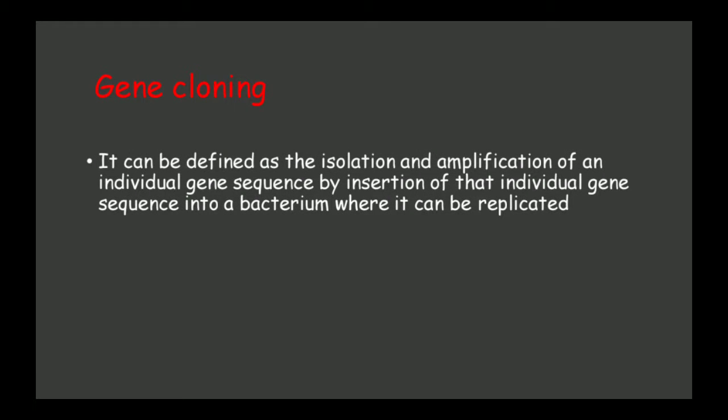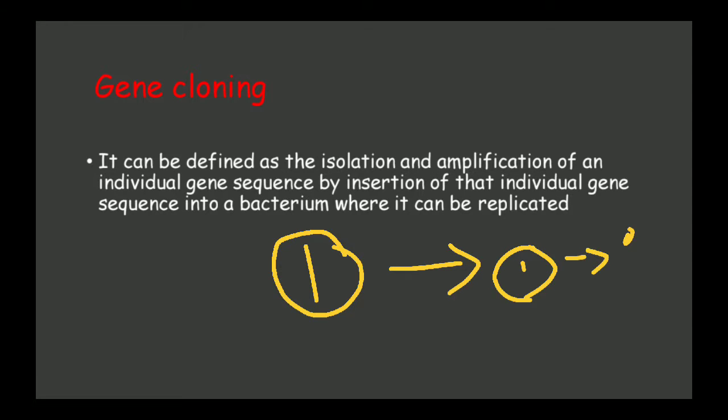What is gene cloning? It can be defined as the isolation and amplification of an individual gene sequence by insertion of that individual gene sequence into a bacterium where it can be replicated. This is what you have studied in your cloning vectors. The cloning vectors were acting as a vehicle or a carrier, and they were actually resulting in gene cloning. That is, we were isolating the particular gene of interest from one host organism, and then inserting it into another one, and then the amplification was taking place. This is what gene cloning means.